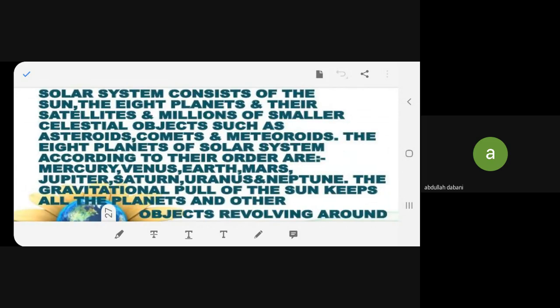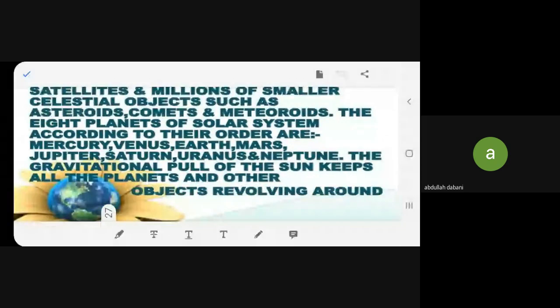How come they are moving in their orbits? How do they not collide with each other? Because of the gravitational pull. The Sun keeps all these planets moving in their orbits with its gravitational pull. And the satellites also move around the planets with the gravitational pull.